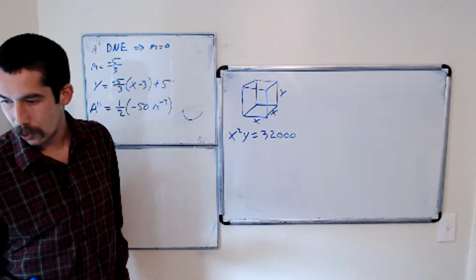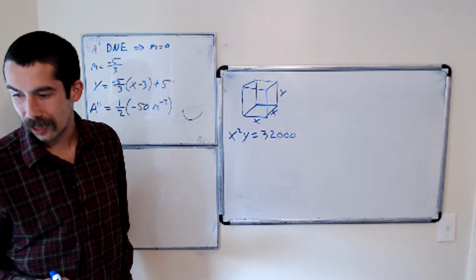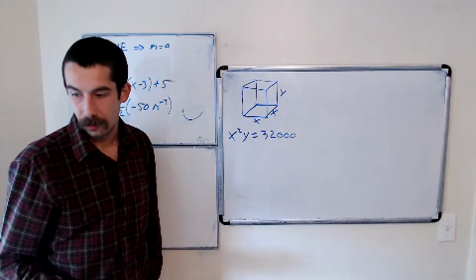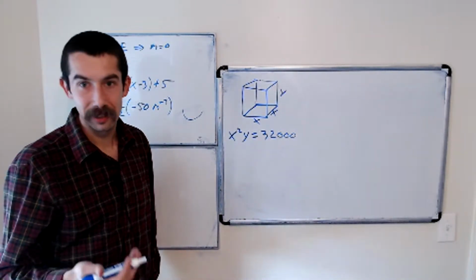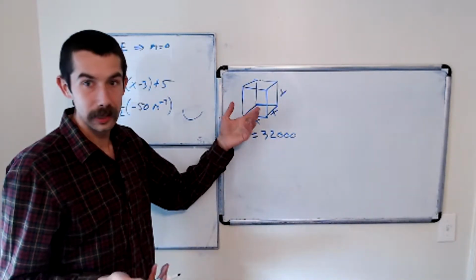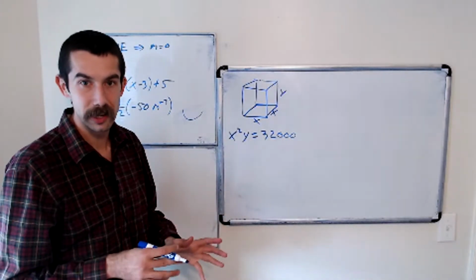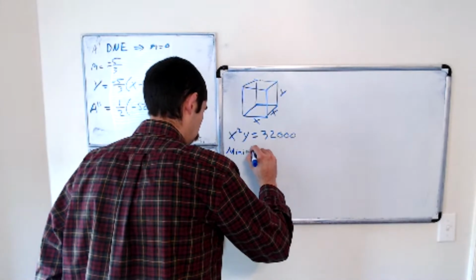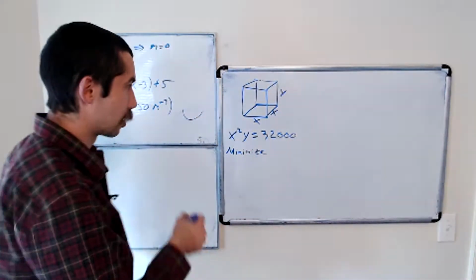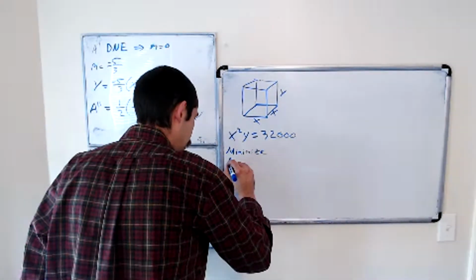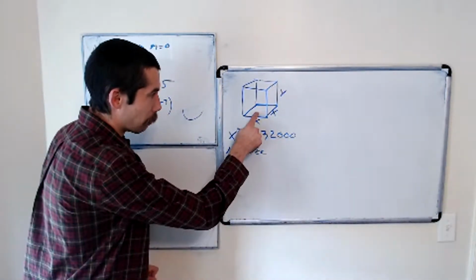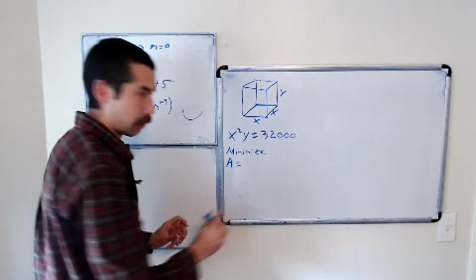Right, and what do we want to do? We want to find the dimensions that minimize the surface area. Right, minimize the amount of material used. Okay, that's the surface area. So we want to minimize the surface area. So minimize, I guess I'll call it A for area. Okay, what's the surface area? We have a square on the bottom, x squared.